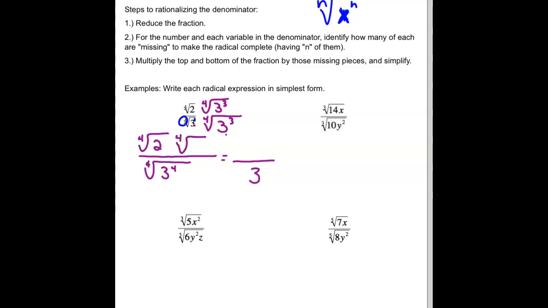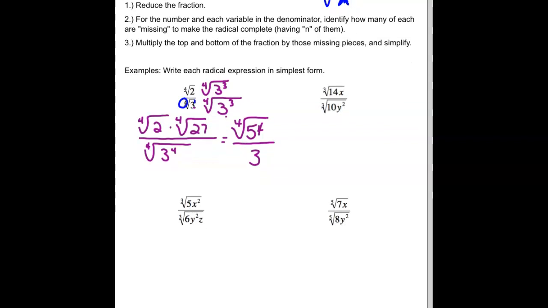For the numerator, I had a fourth root of 2, and I have a fourth root of 3 cubed. Well, 3 cubed is 27. Okay? So I would have to now put that together into one fourth root symbol, and 2 times 27 is 54. Now, if there was a perfect fourth in 54, I would try to pull that out. There isn't one, so we are finished with that example.